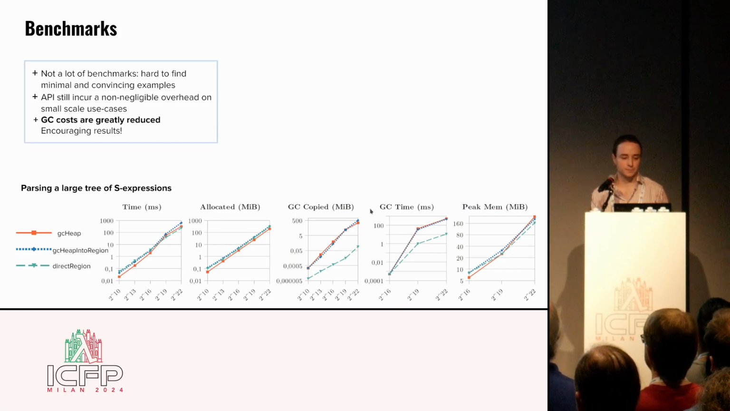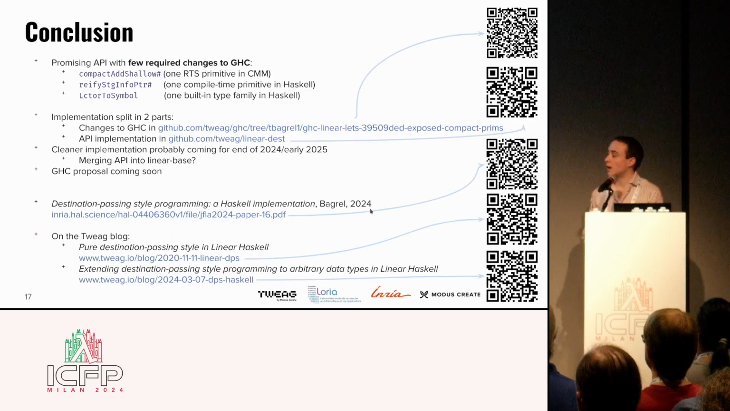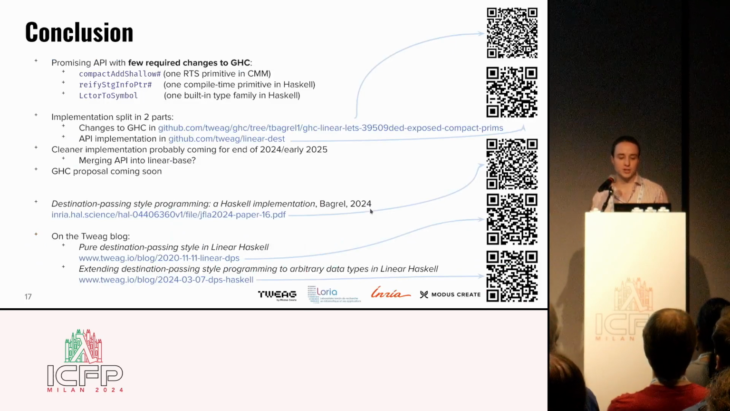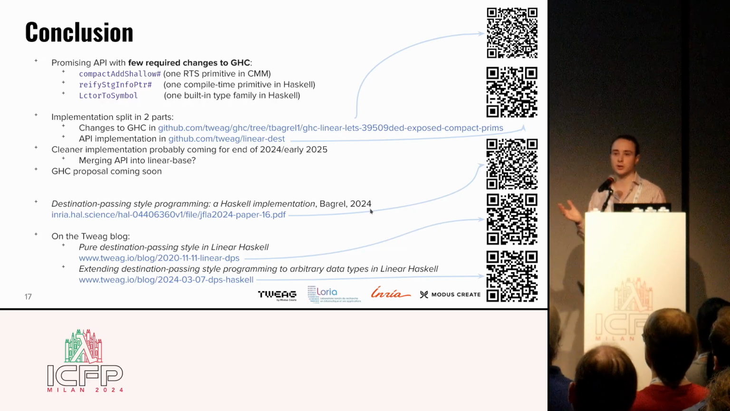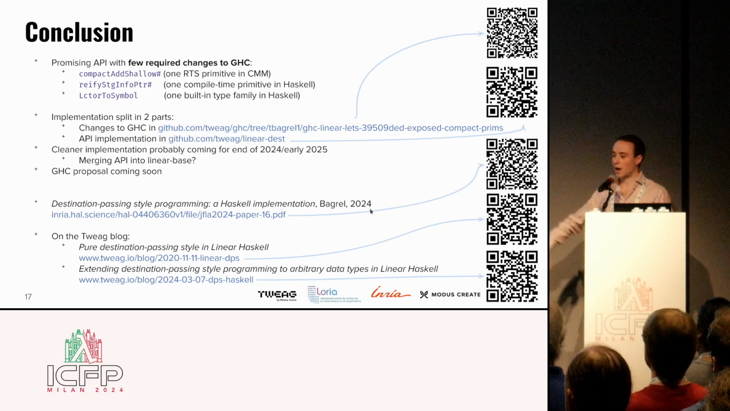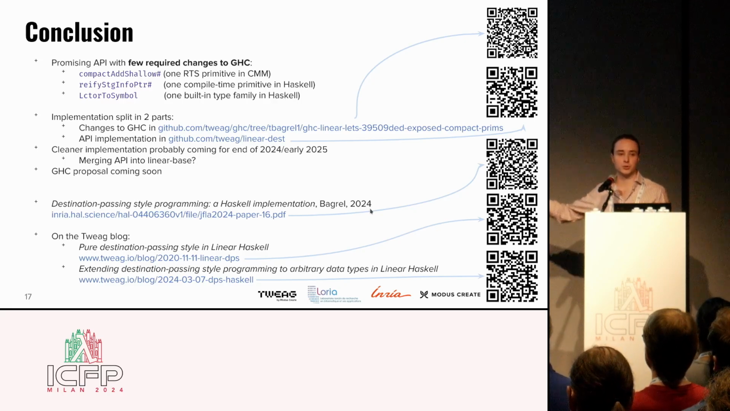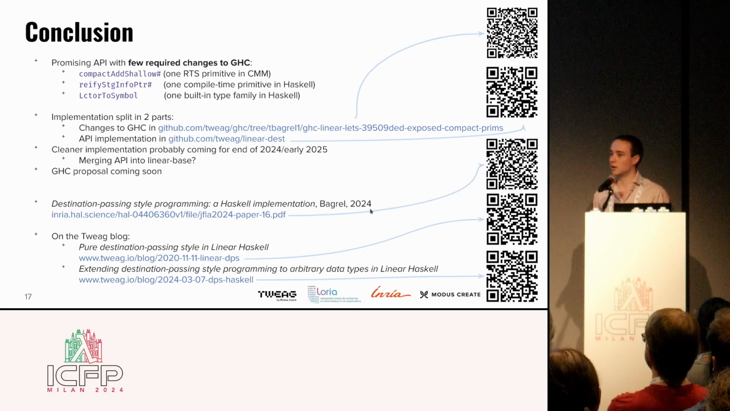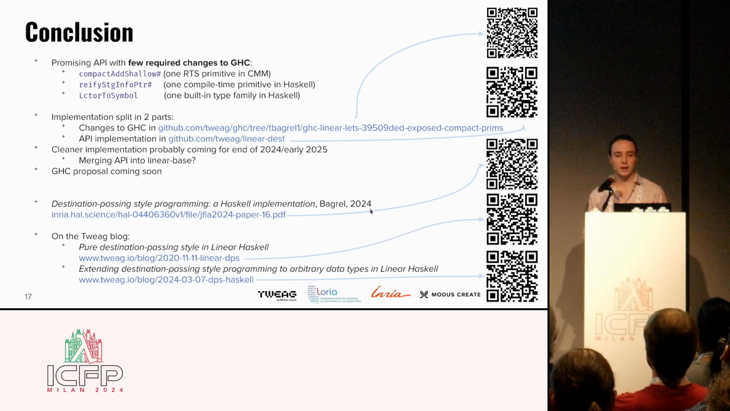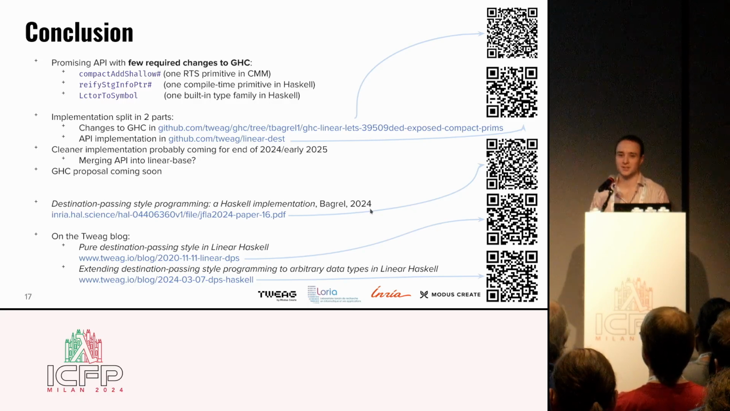So as you've seen, with a few additions to GHC, so about 100 lines of code, I can give more flexibility to compact region usage and give rise to a good destination passing style API. So at the moment, it's still a prototype implementation. I will try to clean the code up in the coming months and follow up with a GHC proposal. But I hope it's interesting. And so I would like to thank you for your attention, and I hope you have questions.